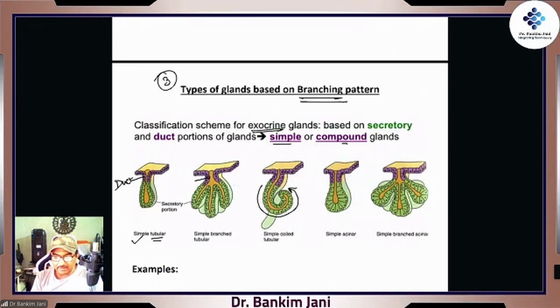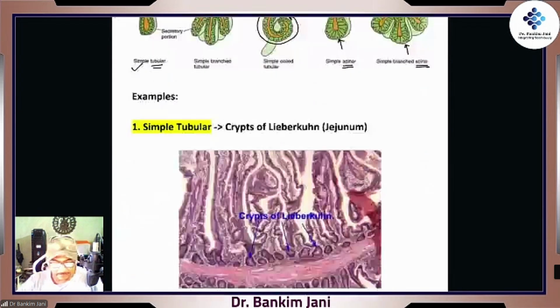Now comes the next one. This is simple acinar. Right? This is the secretory portion over here. And this is simple branched acinar. So what was this acinar? These acinar will be the mucus secretions. Let's take examples and it will be still more clear.